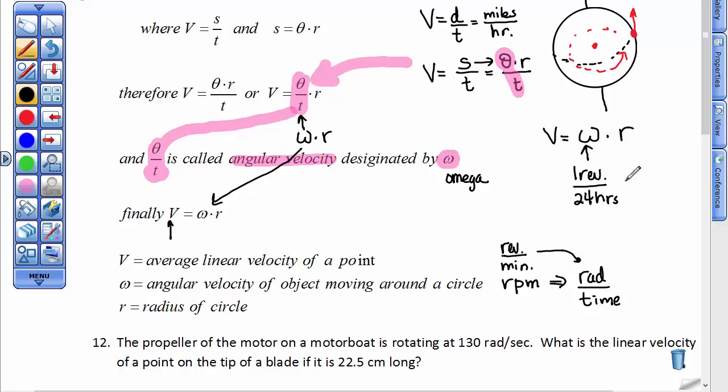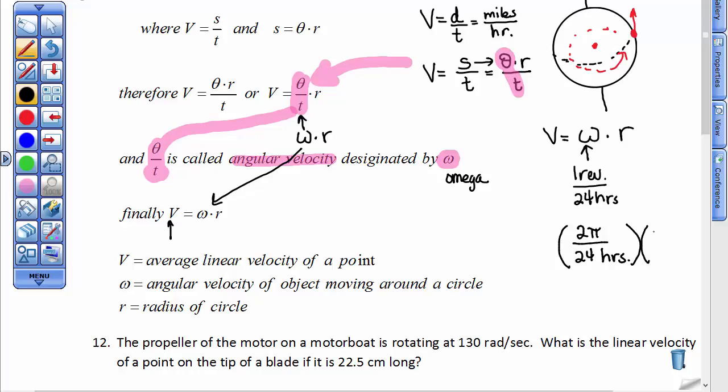But in terms of an omega, I'm going to go ahead and erase these words right here to give myself a little bit more room. I'm going to turn this 1 revolution into 2 pi radians, because every 1 revolution around a circle has 2 pi radians, in every 24 hours. And that's going to be my omega. The radius of the Earth is 3,960 miles. Excuse me for having to write that word miles down low.